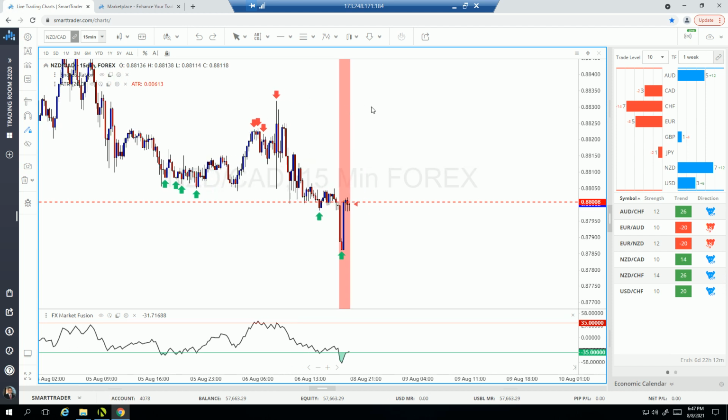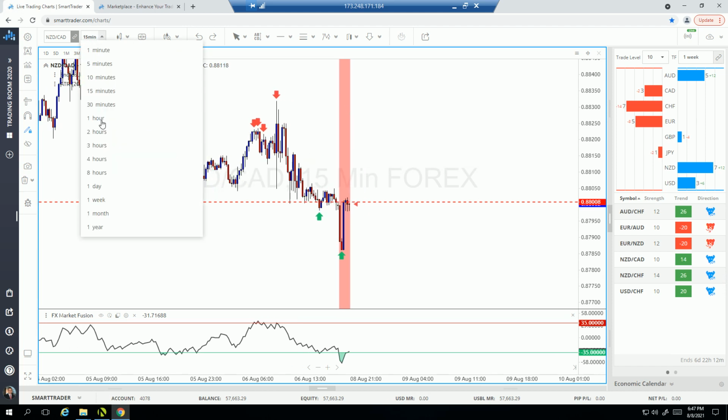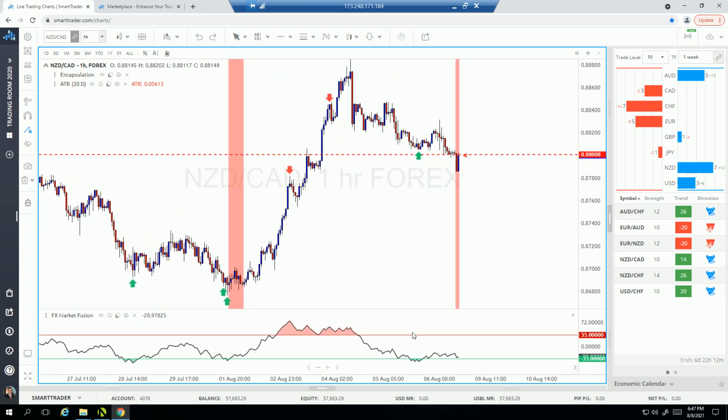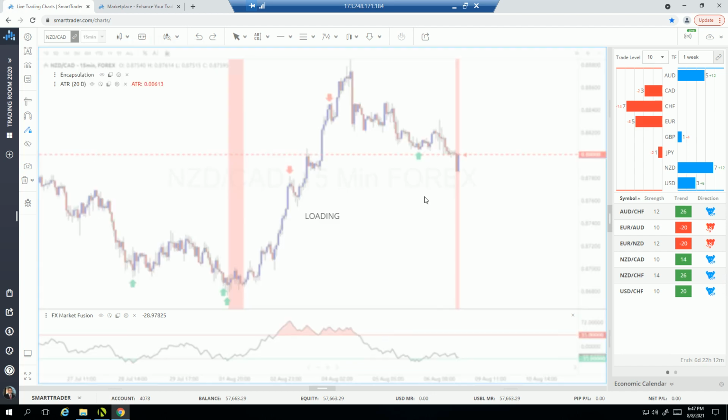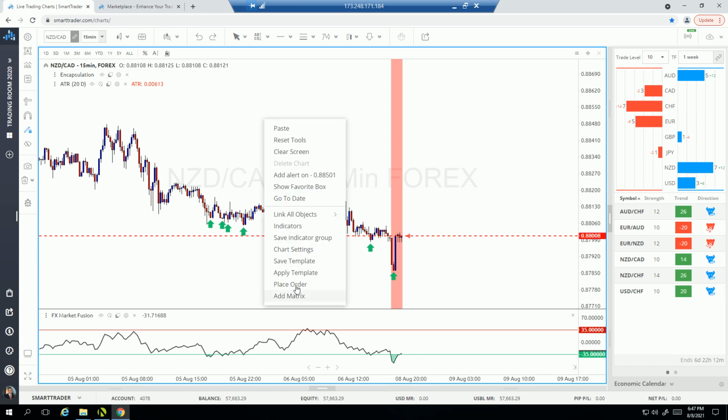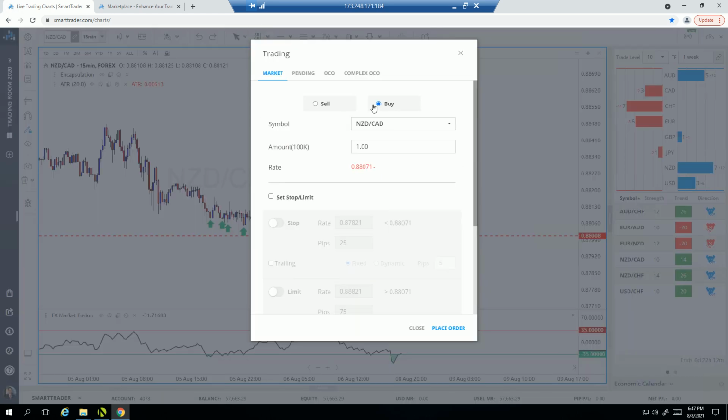So let's go ahead and enter right now. Before I do, I want to take a look and see what the 1 hour does here. Okay, the 1 hour has given us a signal. The 15 minutes is going to be a little more aggressive, so I'm going to stay with the 15-minute time frame. With the 15-minute right here, I'm going to enter the market. I'm going to place an order right here. I'm going to buy, and I'm going to place a stop loss 61 pips from where the market's at. 61 pips.